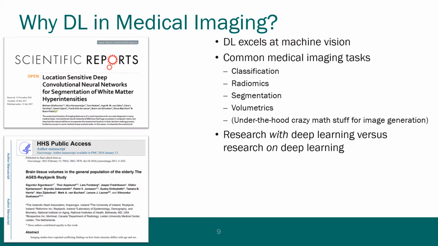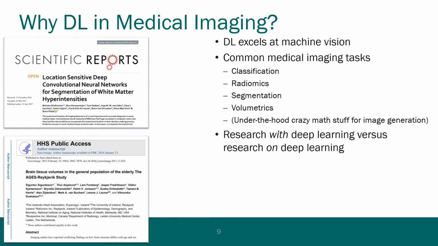But just in so far as an example, right? If you look at the Scientific Reports article, it was recently published describing a deep convolutional neural network to segment white matter hyperintensities, and talks about the development of that algorithm and trying to create a better mousetrap for finding those white matter hyperintensities, segmenting and doing quantitative analysis on them.